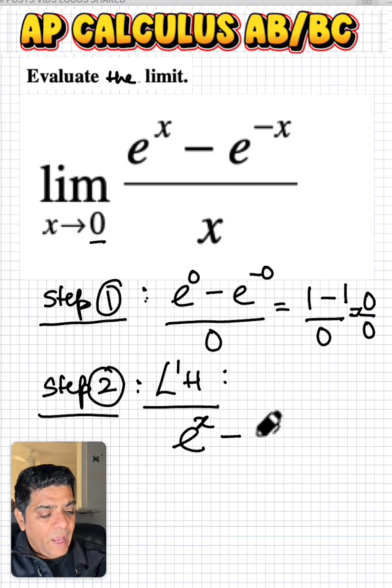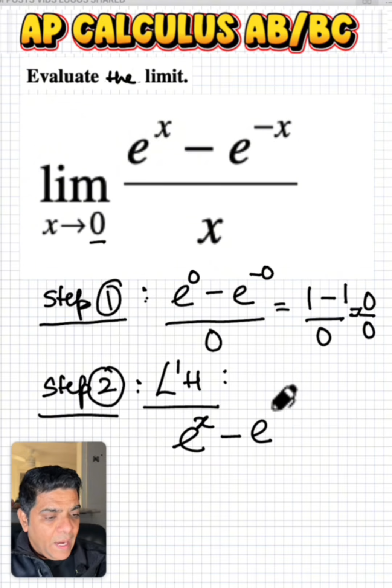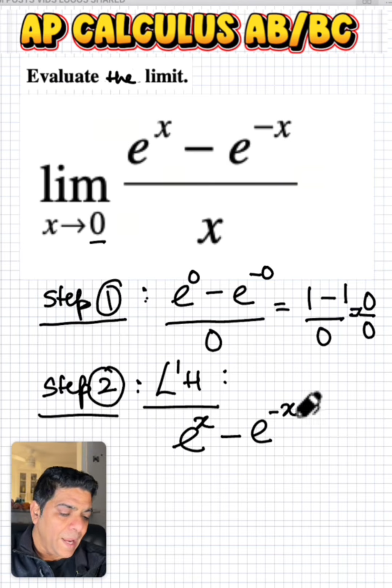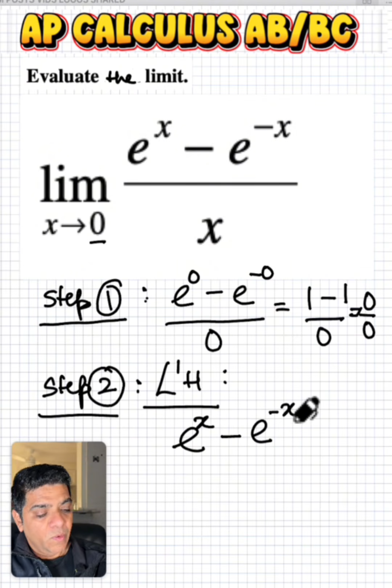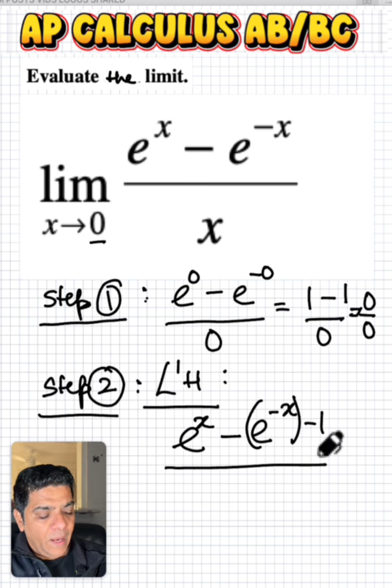Now we have e to the power of negative x. The derivative of that is going to be e to the power of negative x, except now we have to use the chain rule. The derivative of negative x is negative 1, so it's going to be multiplied with negative 1. Divided by, in the denominator, of course, we just simply have 1.